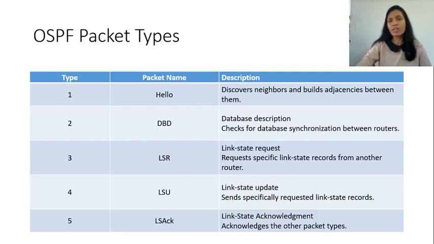When a router receives a link state request message, it is going to reply back with more information about the specified link using the link state update packet. On receiving the link state update packet, the router will acknowledge with the link state acknowledgement packet. The link state acknowledgement packet is used to acknowledge certain types of packets like the database description packet and the link state update packet.